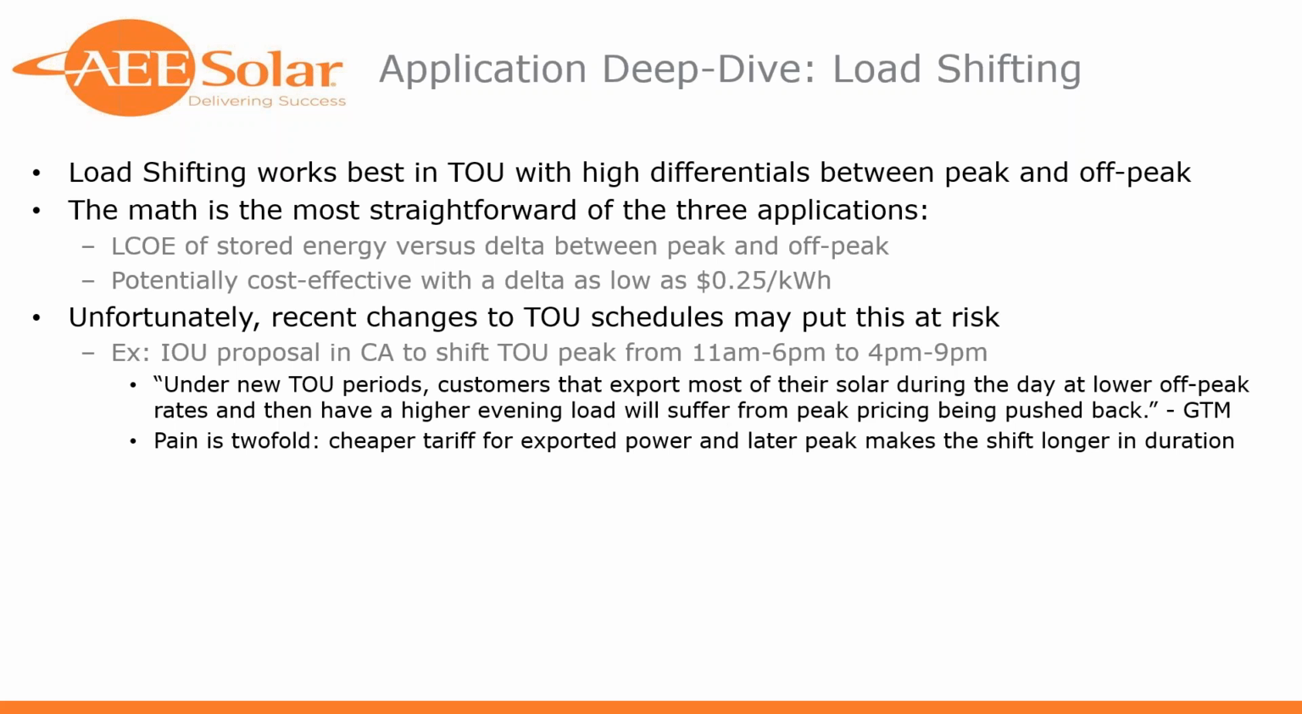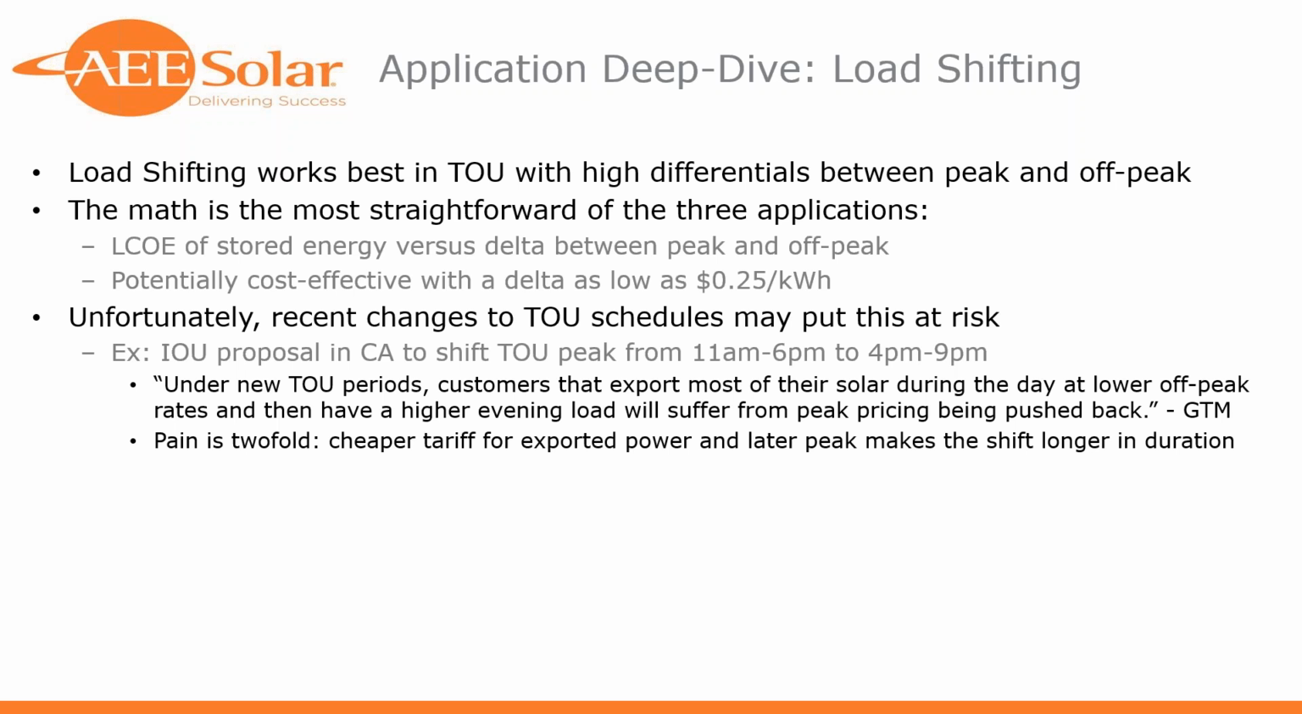So the math of the three applications, and the ESCO one is the one we won't cover here, but the math on load shifting is the most straightforward. This is assuming that you're not going to address the demand charge function. Basically, I know what my energy rate is during my peak window. I know what it is during my off peak window. I've identified a block of loads that I can shift from peak to off peak. And I'm going to compare my LCOE, my levelized cost of energy for storage, to my delta between peak and off peak.